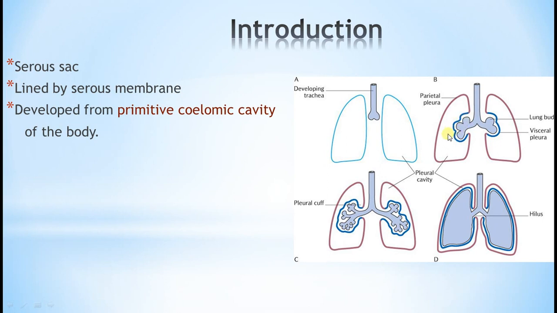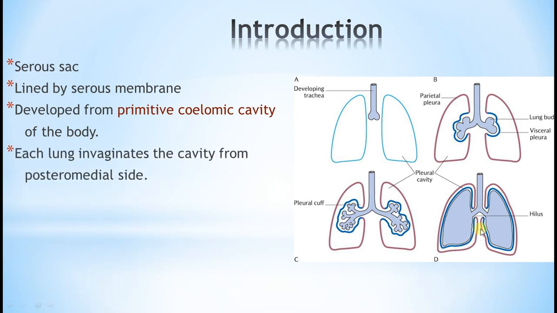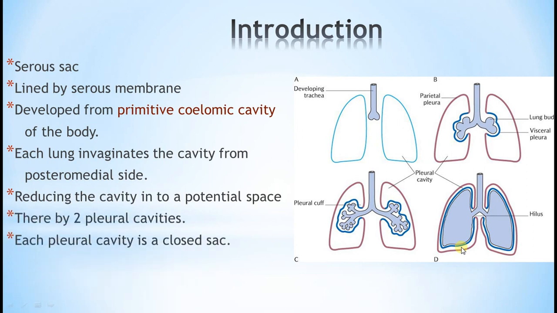As the lungs evaginate, the large serous sac is reduced to a thin potential space. So each lung invaginates from the posteromedial side. So also most of the organs, your lung, your heart, and all the organs of the peritoneal cavity, enter into the coelomic cavity from the posterior aspect. So as I told you, this large space is reduced to a very thin potential space.